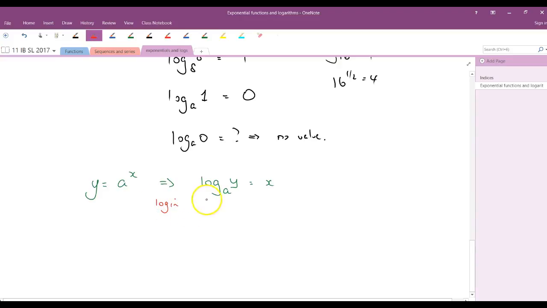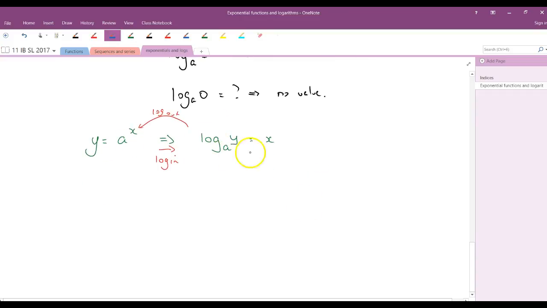So logging in is going that way, and this way here we call logging out, going from getting rid of the log to putting the log in. Okay, so we started with y equals a to the power of x. Now we know this is exactly the same equation. Now we know y equals a to the power of x graphs to something like that.